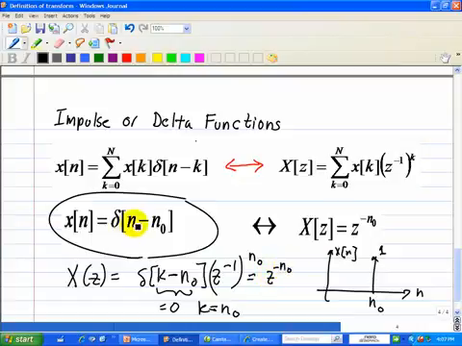So that's the beauty of delta functions. You just have to know that it exists only at one point, and so you evaluate that time domain or n domain at that single point. Set this argument of the delta function equal to 0.